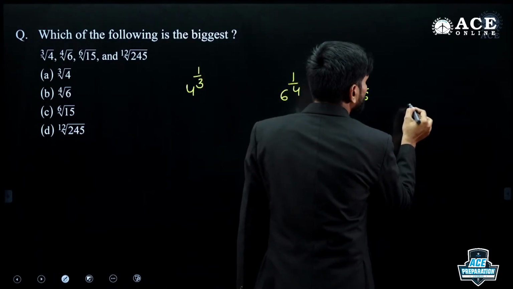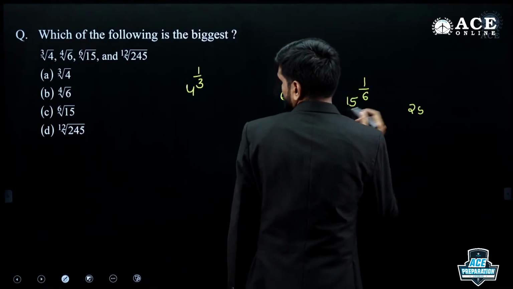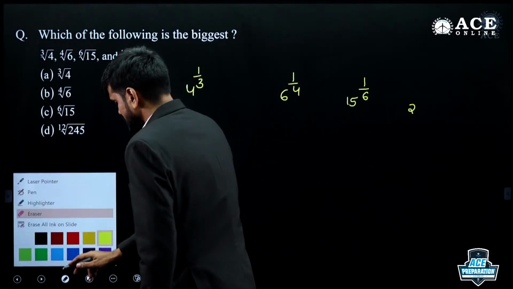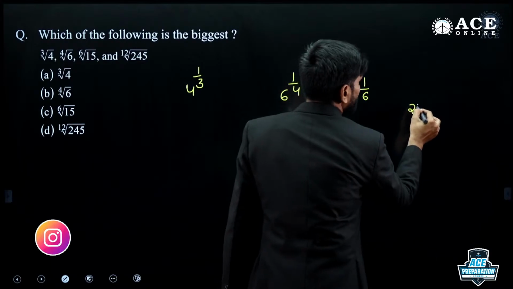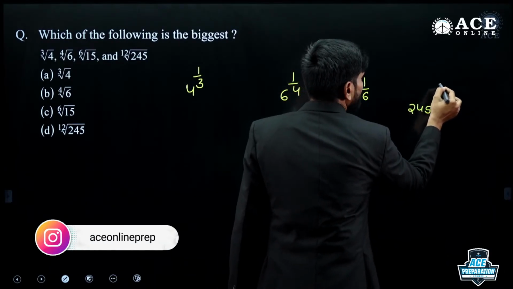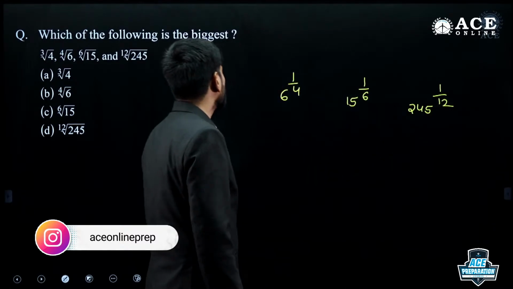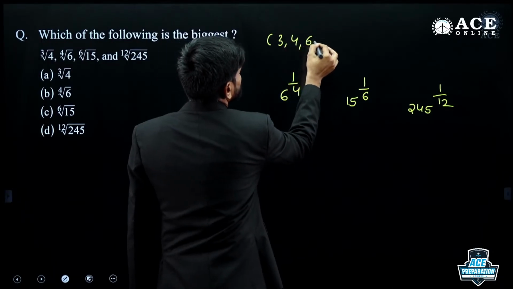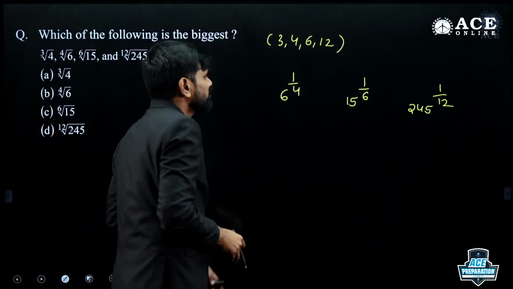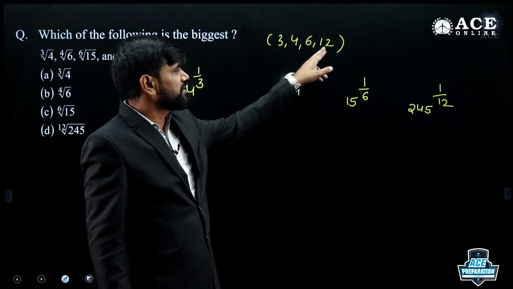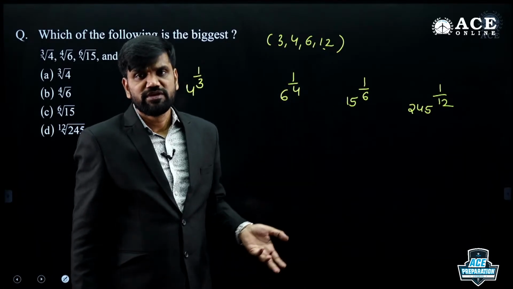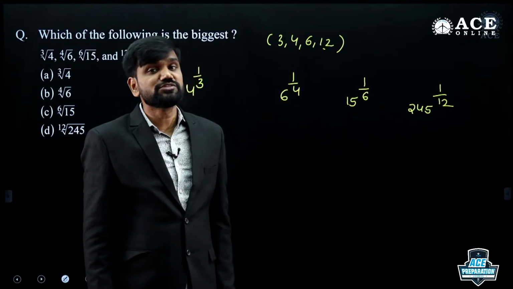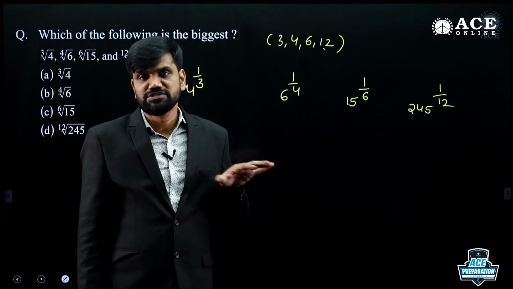Last, the 12th root of 245, that is 245 to the power of 1 by 12. So I have to take the LCM of 3, 4, 6 and 12. Check whether the largest number is divisible by every number or not. As 12 is divisible by all the numbers, that will be the LCM. If it is not divisible, double that and check whether it is divisible by all the numbers or not. There are different techniques for finding LCM that we will learn in the sessions to come, right?